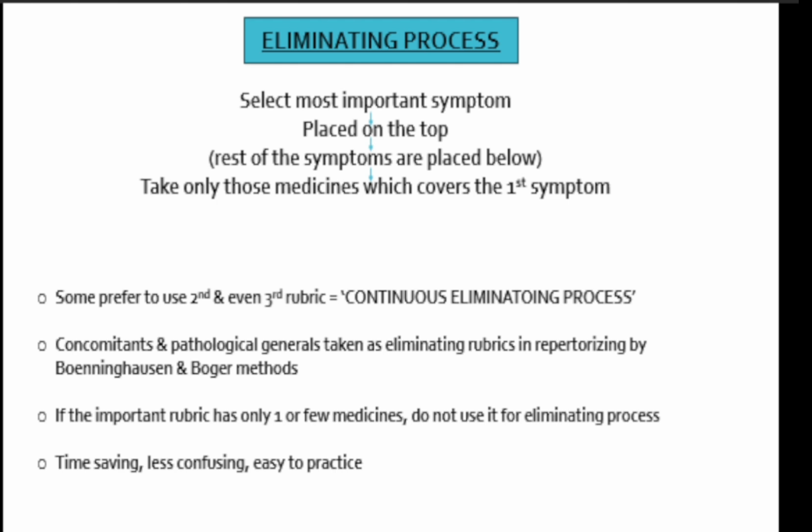When using the Boenninghausen or Boger method, concomitants and pathological generals are often used as these eliminating rubrics. There is one major rule to remember: if your important rubric only has one or few medicines listed under it, do not use it for the eliminating process, or you might accidentally filter out the correct remedy. Overall, this process is time saving, less confusing, and very easy to practice.